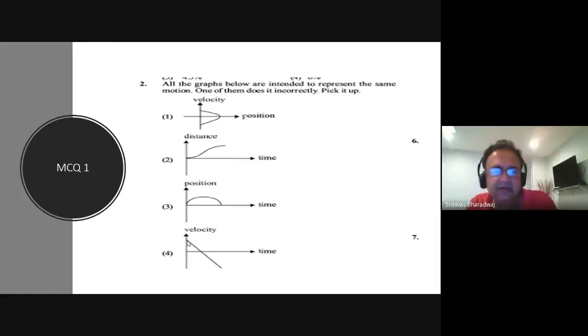So if you look at the acceleration versus time for this curve, it will be like this, and it will be a negative horizontal line, okay? Constant deceleration, which means that the acceleration is negative, okay? So that will be the 4 curve. So 2 is the incorrect curve.